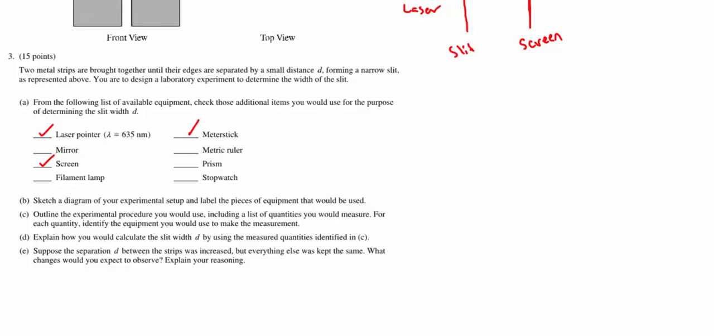I would also write down what variables you're going to represent each. The distance to the screen you can call L. The width of the pattern formed, you can call delta X. The width of the narrow slit is d. Write that stuff down. Indicate that. Now, explain how you would calculate the slit width d by using the measured quantities.